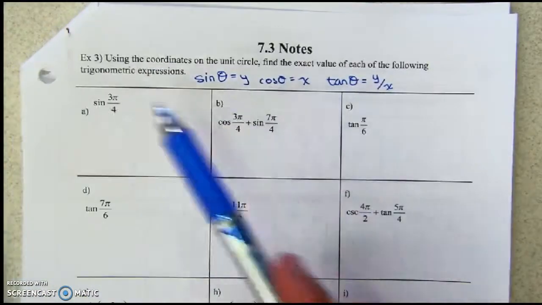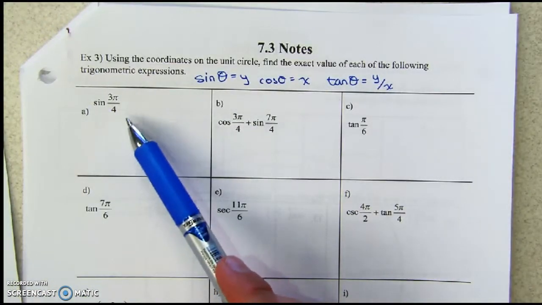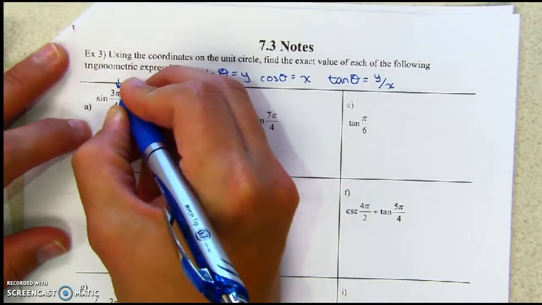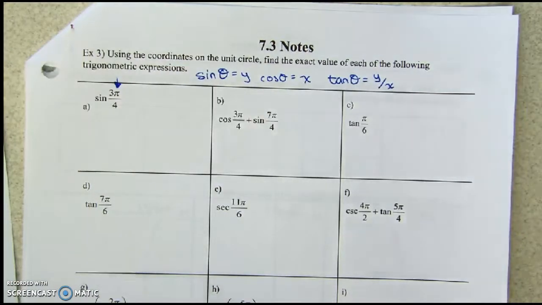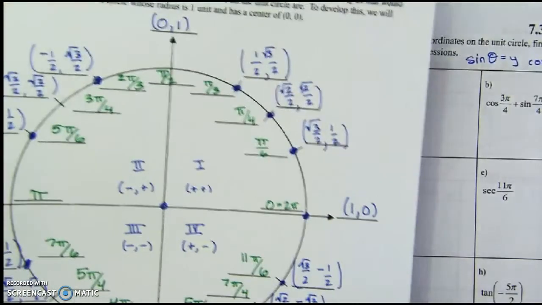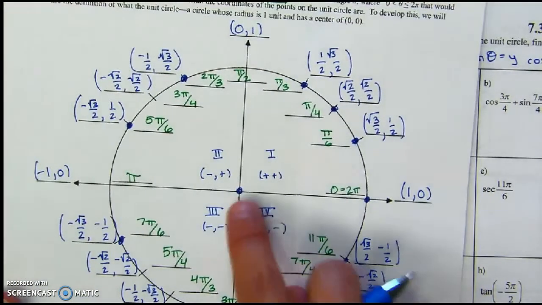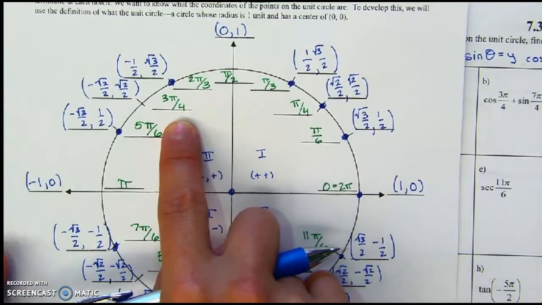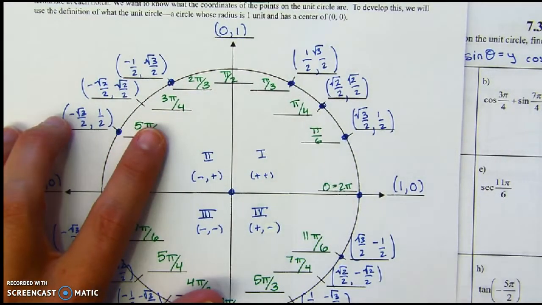Okay, you ready? So sine of 3 pi over 4. What you're going to do is start at the angle. Find the angle 3 pi over 4. And if you're like, that's not an angle, it is an angle in radian measure. Where's 3 pi over 4? Well, this is 1/4, 2/4, 3 pi over 4 is right here. It's what degree? That'd be 135 degrees.